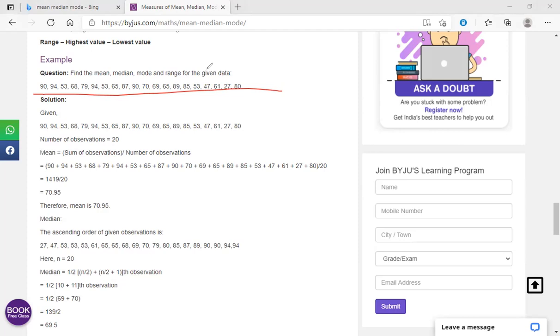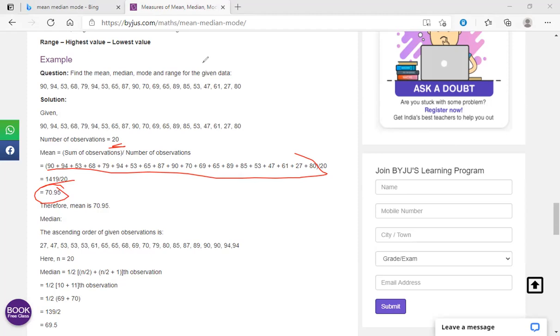So what is the mean of the data? Mean is the sum of observations upon the total number of observations. So we will find the sum of all the observations and divide by the total number of observations. The number of observations is 20, so we divide by 20. We got 70.95. This will be the mean value. And what is the median?